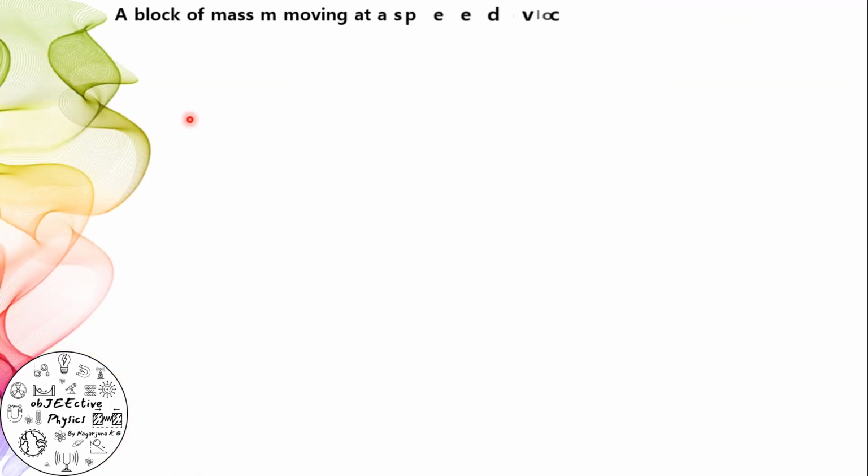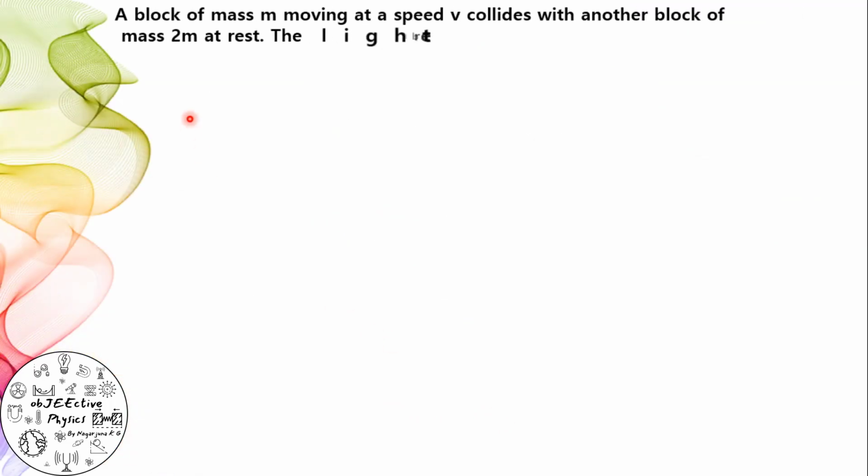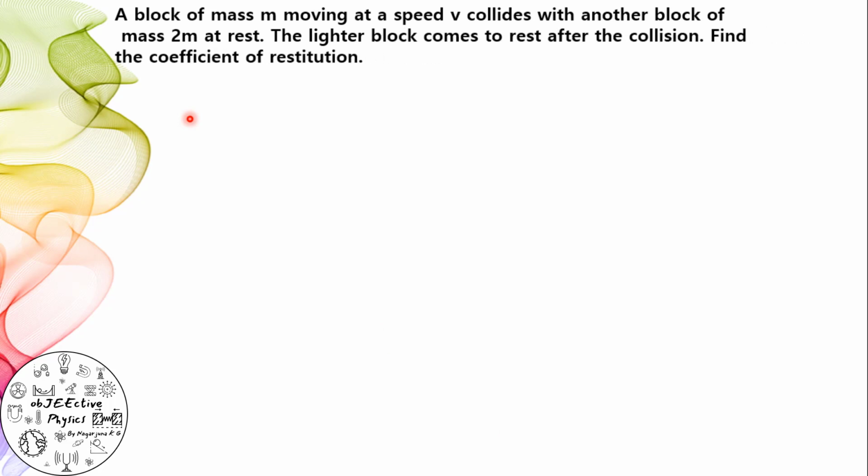Next question. A block of mass small m moving at a speed v collides with another block of mass 2m at rest. The lighter block comes to rest after the collision. Find the coefficient of restitution. This question is related to collisions. Solution.